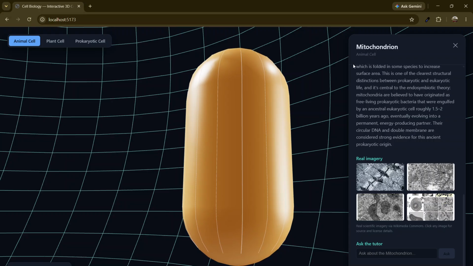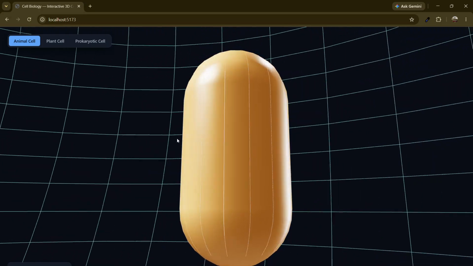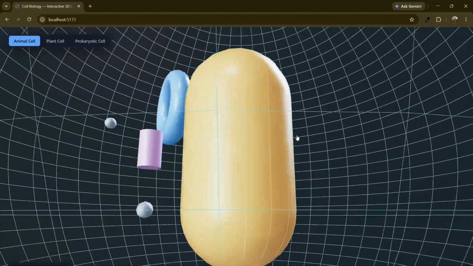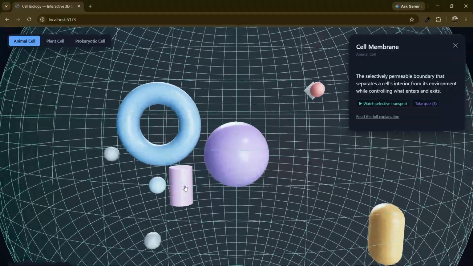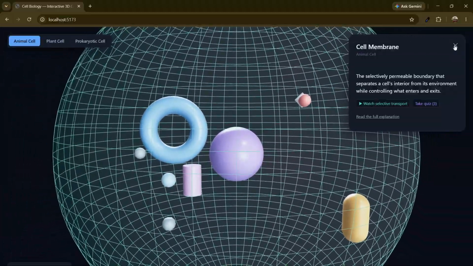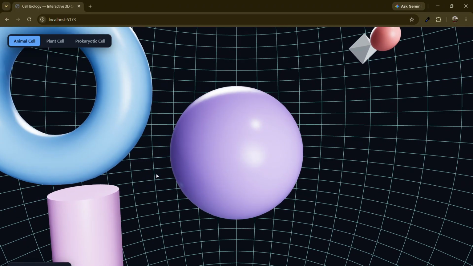All right, let's click on a different organelle here and we'll move on to the other cells. Let's click on this one. I did not mean to do that. We're having a freak out here. That was my mouse. I apologize.